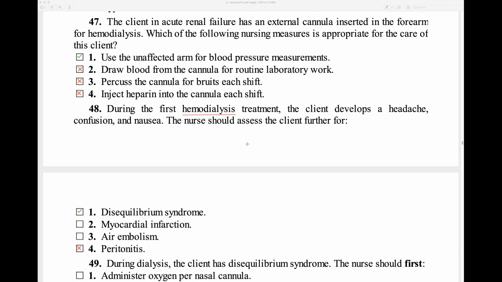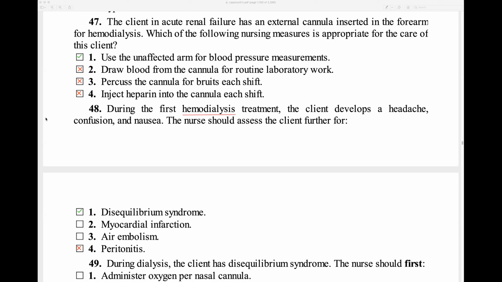I did this question to show you that even if you don't know what one of the options means, because we've never heard of disequilibrium syndrome before. I'm going to be honest with you, I never heard it before in nursing school. It's when I found this question bank that I saw this, and I said, you know what? This is a good question. I like it because you can still get it right if you use the process of elimination.